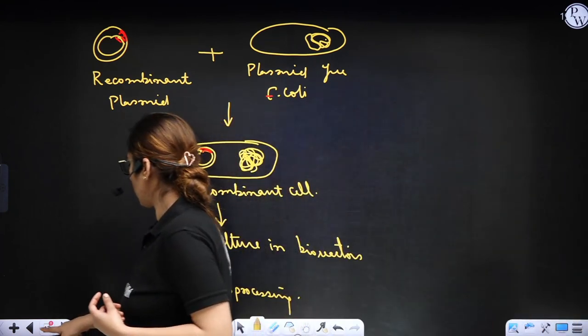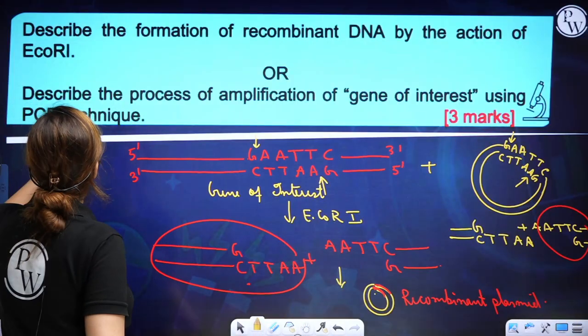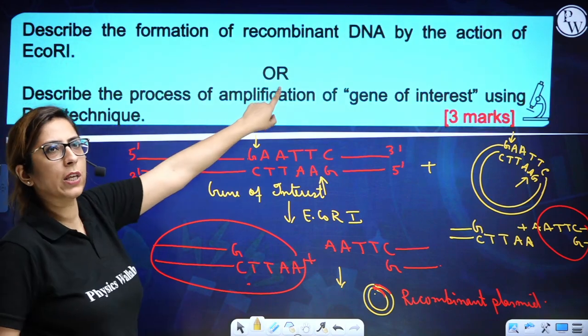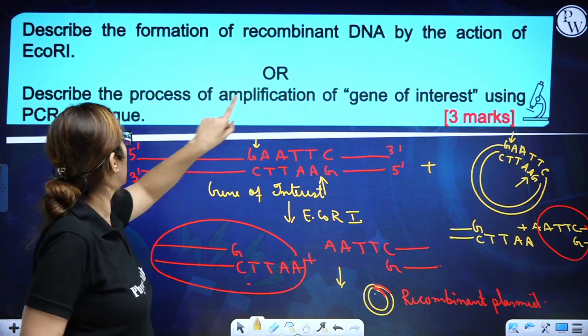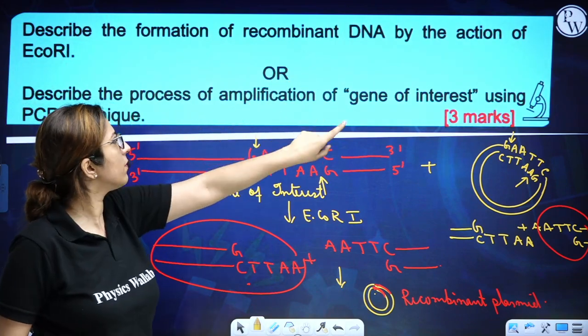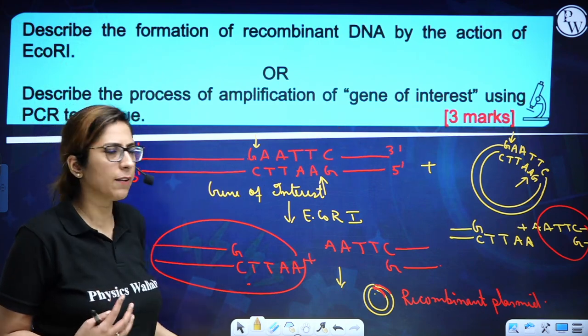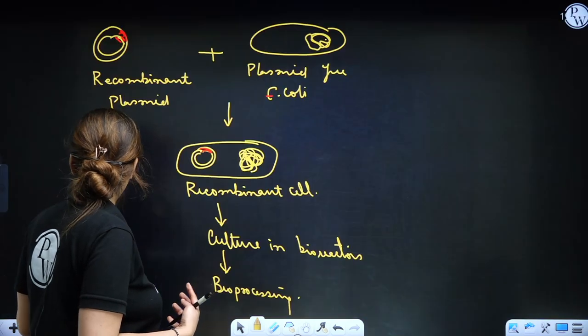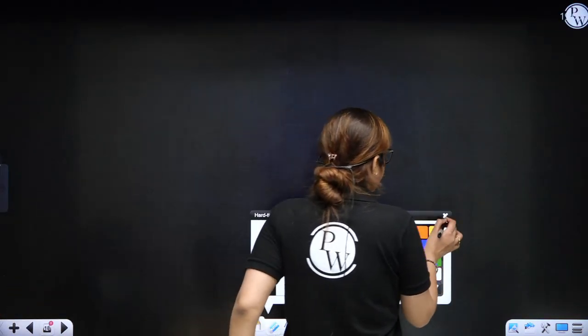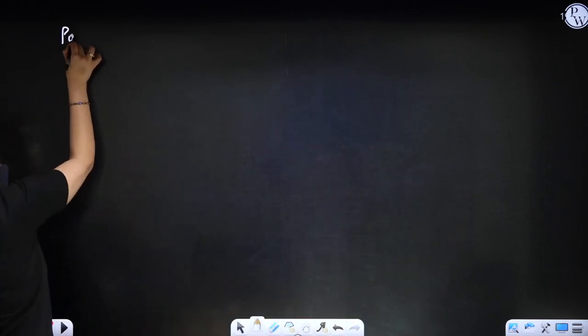Okay. Let's go to the next question, next part. It's an OR, so either you can attempt this one or that one. Describe the process of amplification of gene of interest using a PCR technique. So basically for the PCR, let's talk about the three different steps, because it's 3 marks.